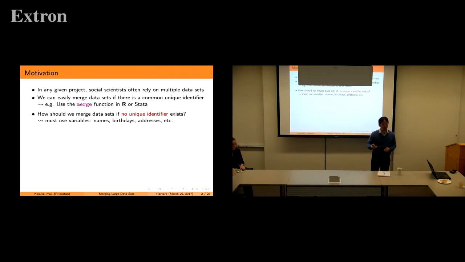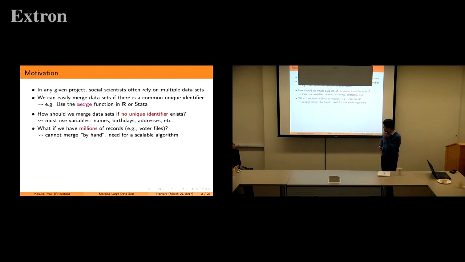Then we have to start using actual variables, information about the records, to do the merge. What if we had millions of records? The voter files are going to be my primary example, where we have 160 million voter records. How do we merge that? At this point, you can't really merge by hand. We need some algorithm that's scalable.